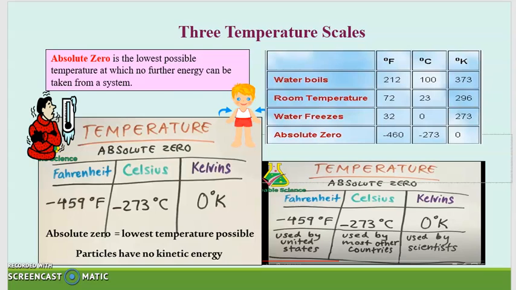Okay, let's look at the three temperature scales. The first concept we need to learn is absolute zero. What is absolute zero? Absolute zero is the lowest possible temperature at which no further energy can be taken from a system.